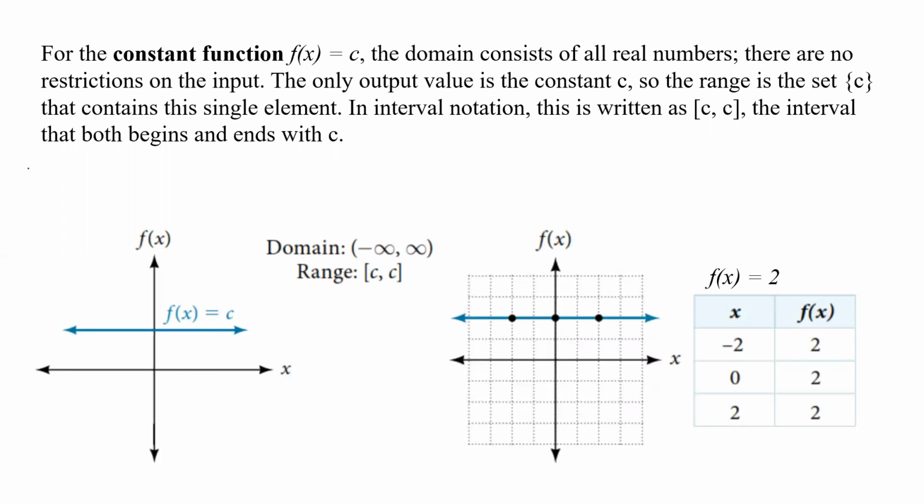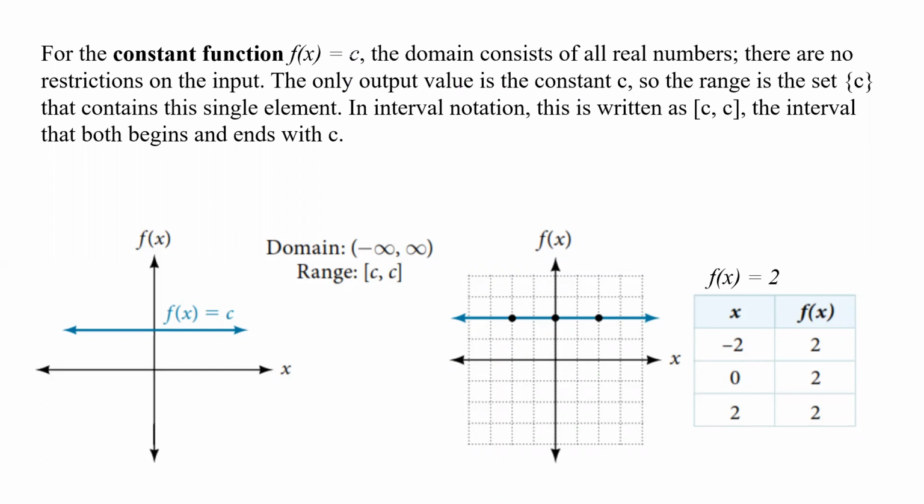So the first one we have is the constant function. Basically, that's f of x equals c. The domain here is all real numbers, so no restrictions are on the input because we can plug anything in for x. Since there's nothing there, what we get out is the constant c, so that's the output. And so your range is a set containing a single element, c.